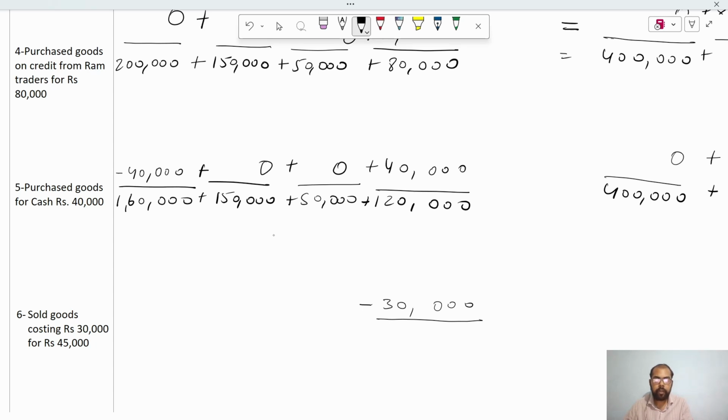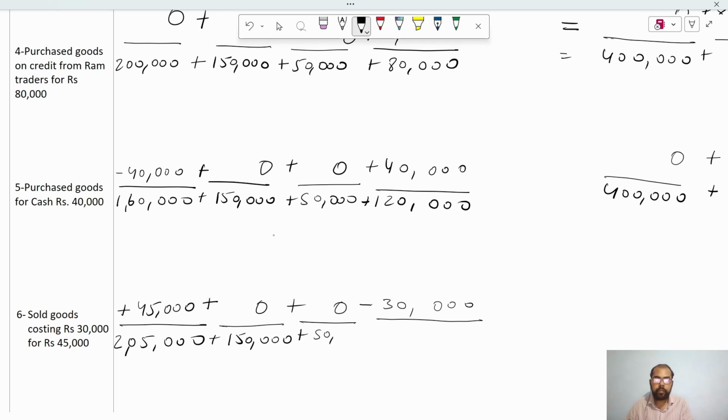Okay. So in our accounts, we record the goods at cost only. So we have recorded the goods at rupees 30,000. So 30,000 is deducted from the goods column and 45,000 is added in the cash column. Okay. Zero change in bank balance, however, and zero change in furniture also. Now, the cash becomes 2,05,000. Okay. Bank balance equal 1,50,000. It remains unchanged. 50,000 for furniture. Okay. But for stock, it is 90,000. All right.